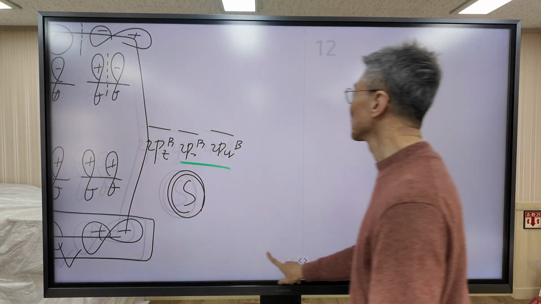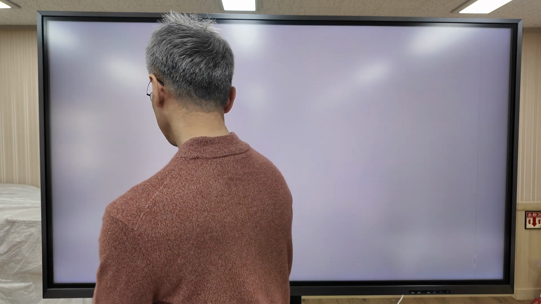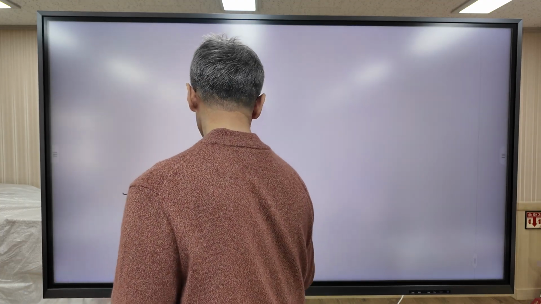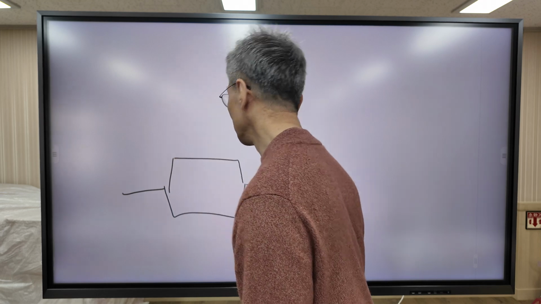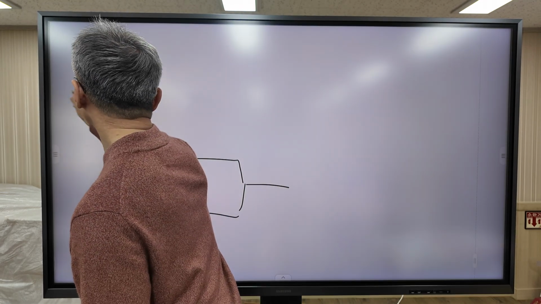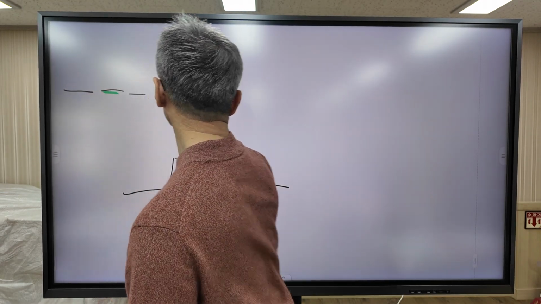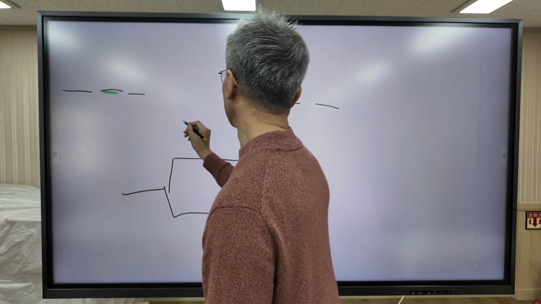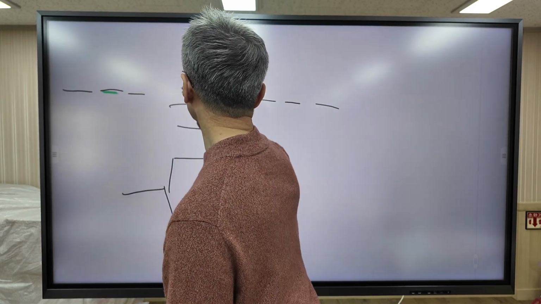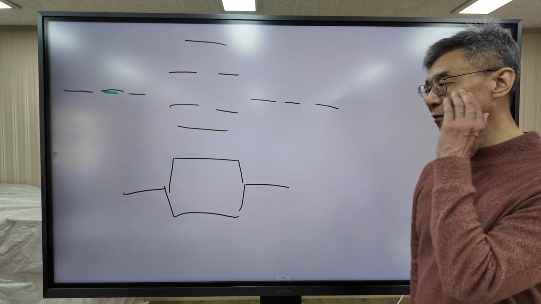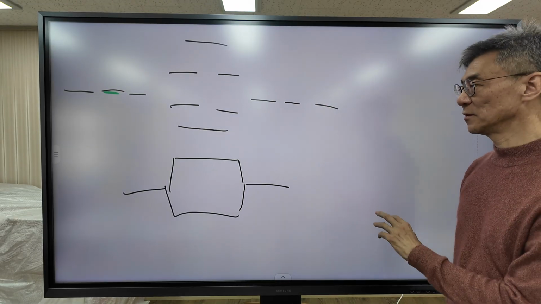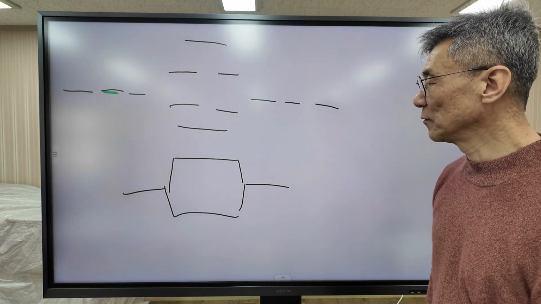So finally, here the 2s orbital: bonding orbital, antibonding orbital, 2p orbitals, bonding, antibonding orbitals. This is the construction of the molecular orbitals.